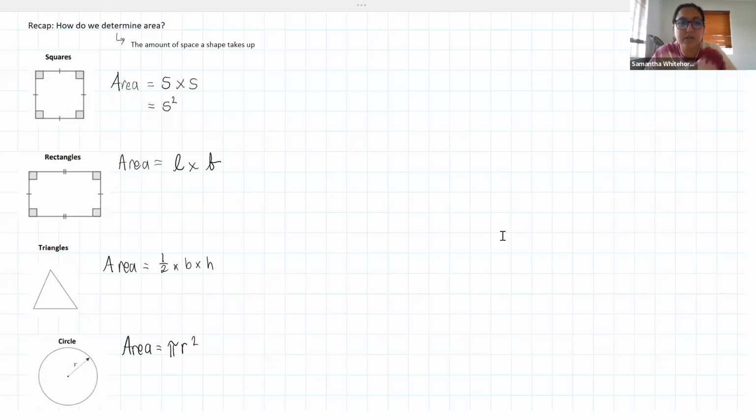All right, so area of a square, side times side or side squared, area of a rectangle, length times breadth, area of a triangle, half base times the height, and area of a circle, pi r squared.